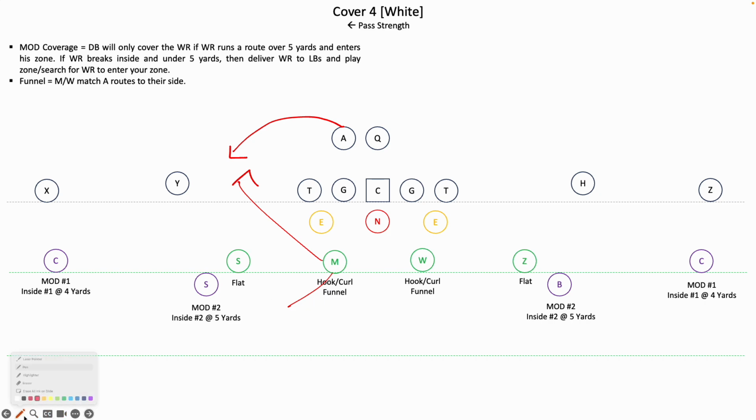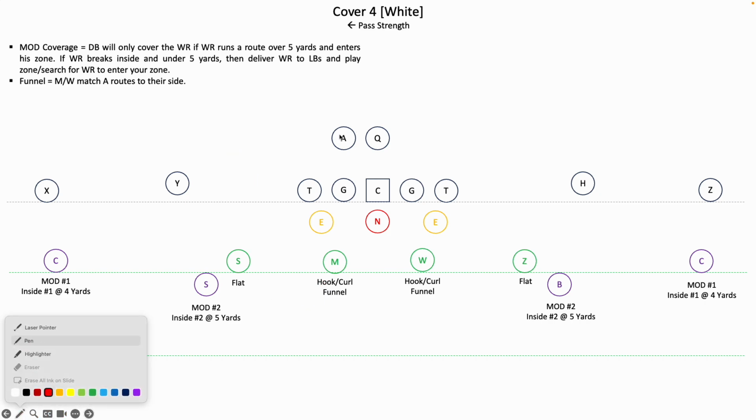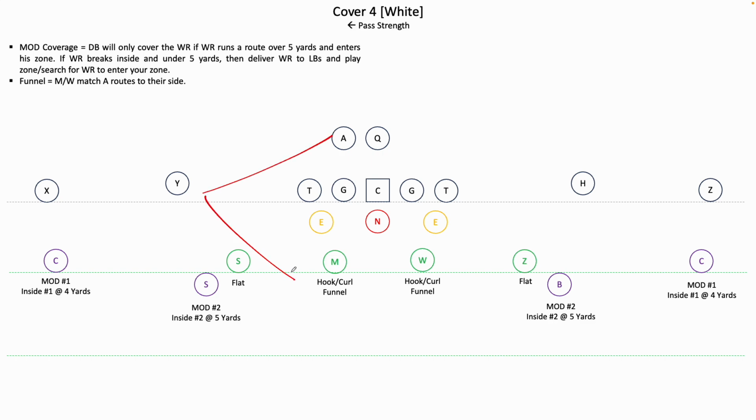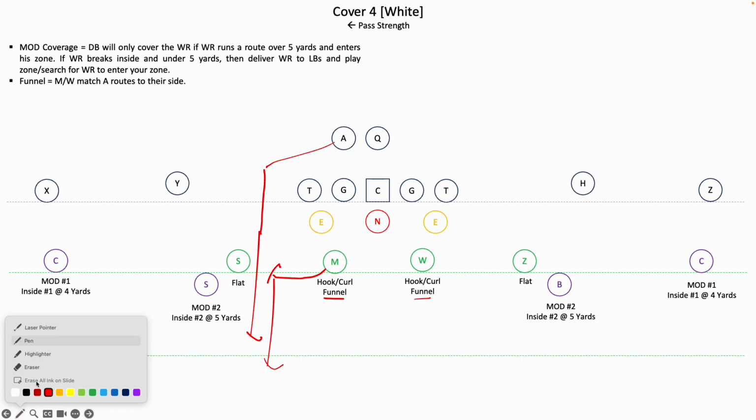Okay. Now, once the A crosses the line of scrimmage, let's say we get some sort of Texas route here. Now you're man to man, Mike. Now you got to go get him. The moment that A crosses the line of scrimmage right here, you're stacking, and now it's one-on-one. So if he goes vertical, you got to go vertical with him. Okay, so that's funneling.